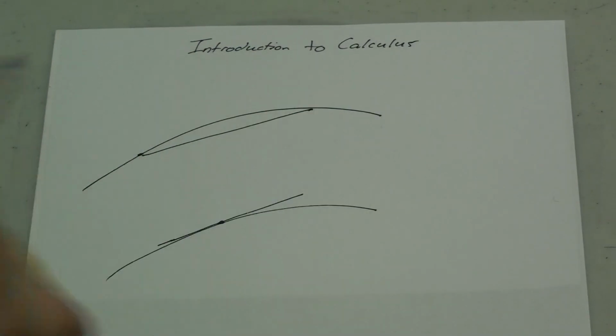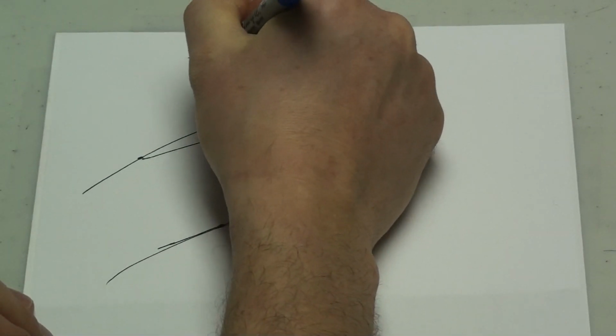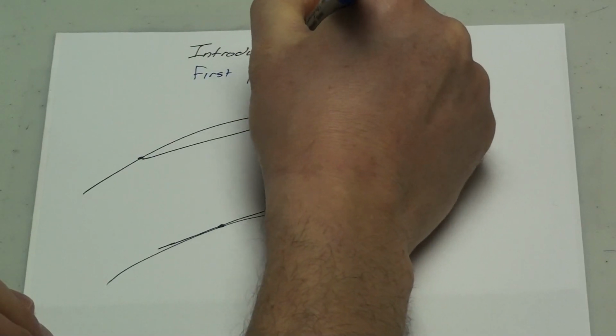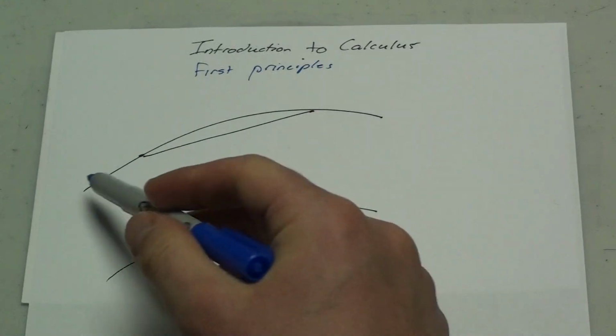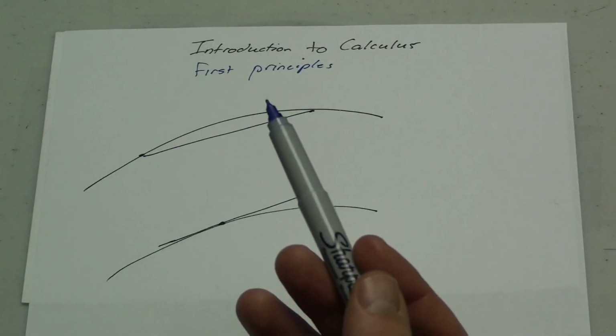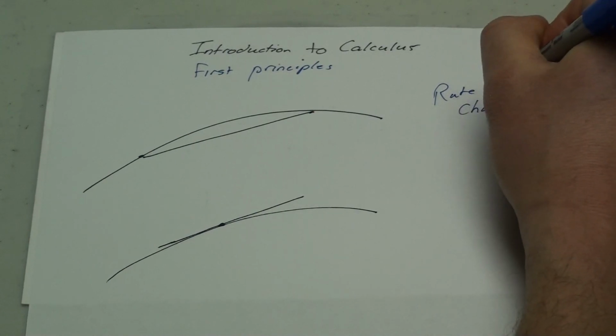Okay, in this lesson I want to try to introduce calculus, and eventually I want to get down to something called first principles. So what we're going to be doing in calculus is looking at a curve and trying to find the slope of the curve, or the rate of change.